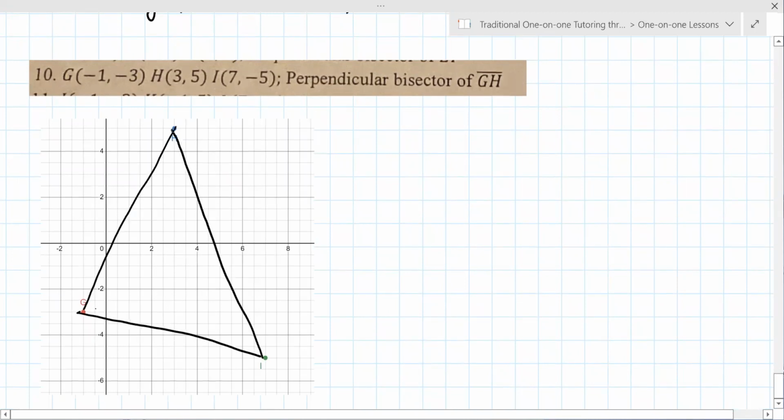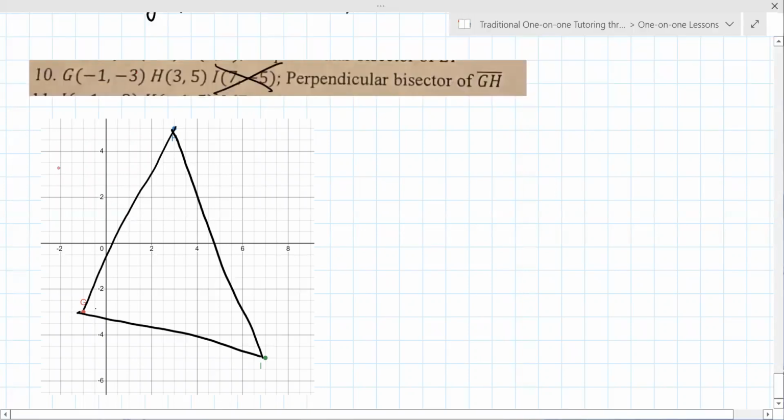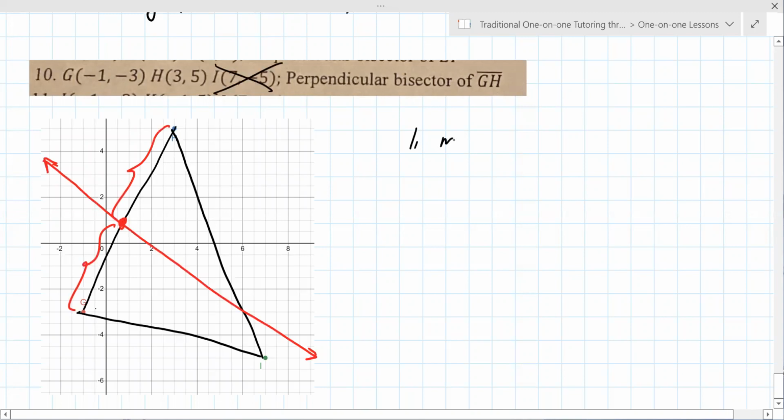All right. So because it's the perpendicular bisector, not the altitude, we actually don't care about I. We don't need it. It's irrelevant. And I'm going to sort of rough draw it. So there's some line that cuts it right in the middle, so that these are the same. All right, so you need a little bit different stuff this time. You need the midpoint of G and H.